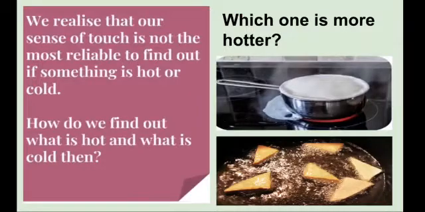So what is it? It shows that our sense of touch is not the most reliable way to find out if something is hot or cold. This option is not suitable every time. By touching, we cannot say the exact temperature of the object, correct? Like our hand activity. So how do we find out what is hot and what is cold then?